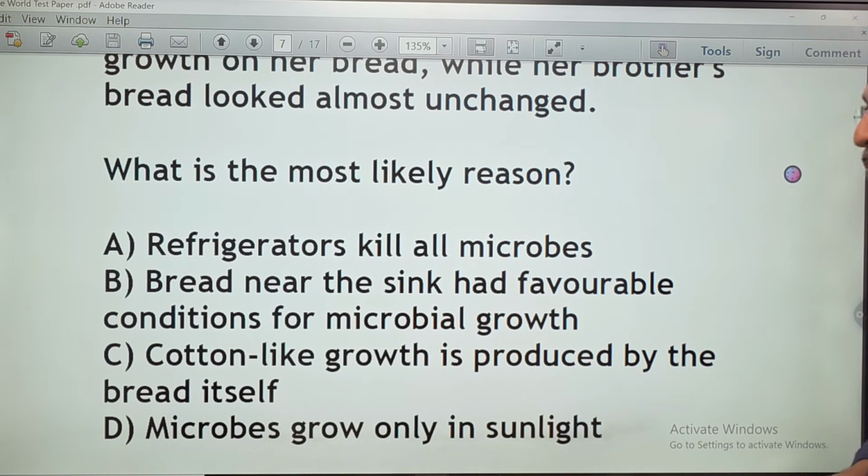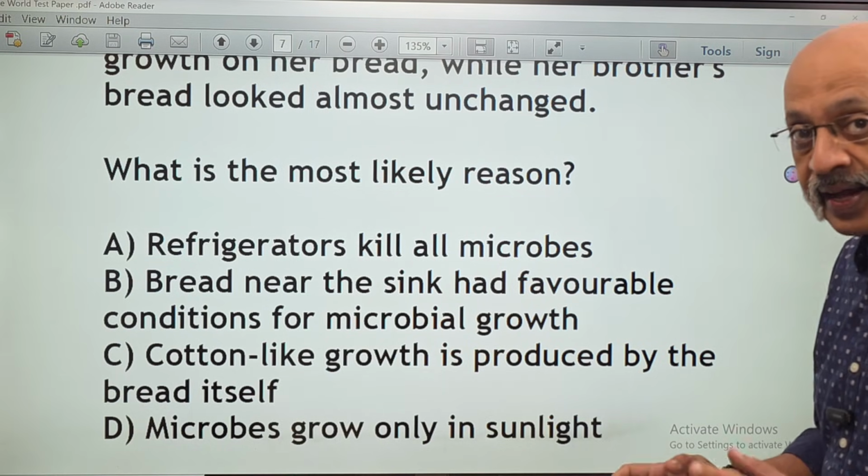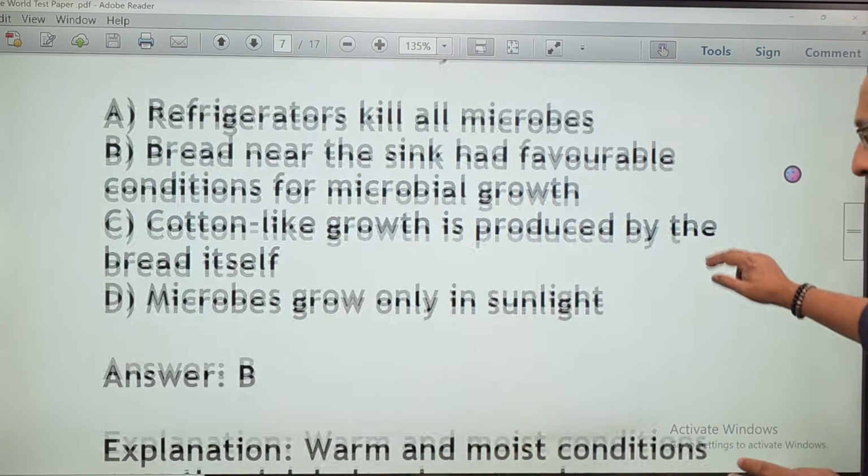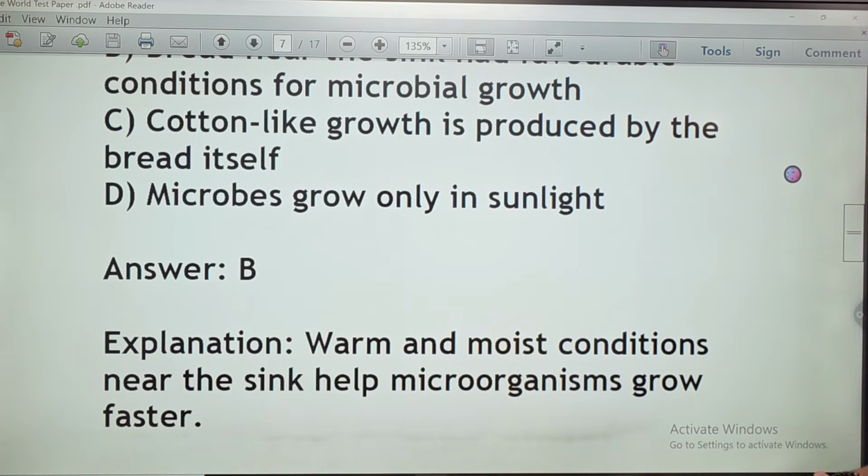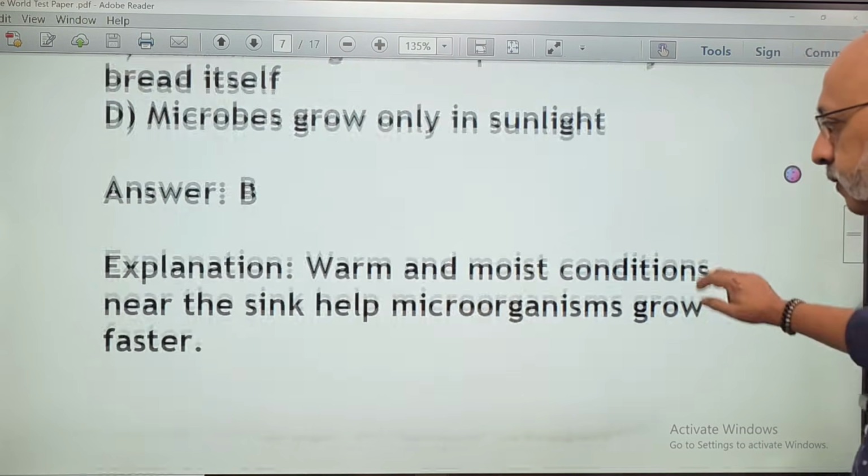Cotton-like growth is produced by the bread itself. Microbes grow only in sunlight. The correct option is option B. Warm and moist conditions near the sink help microorganisms grow faster.